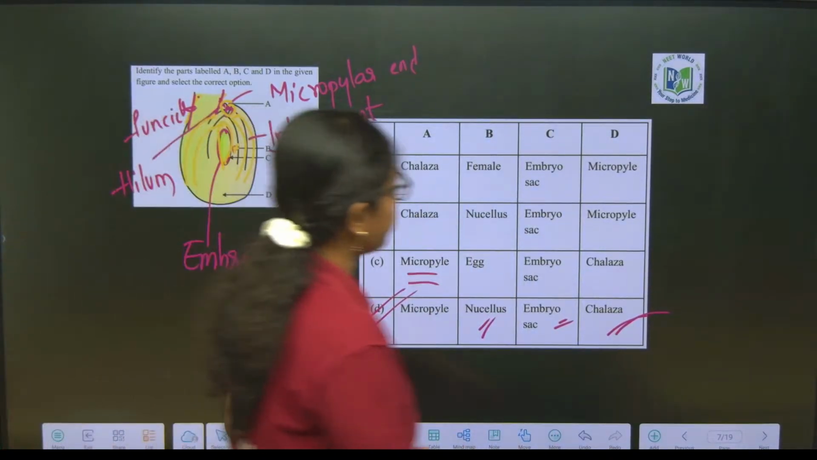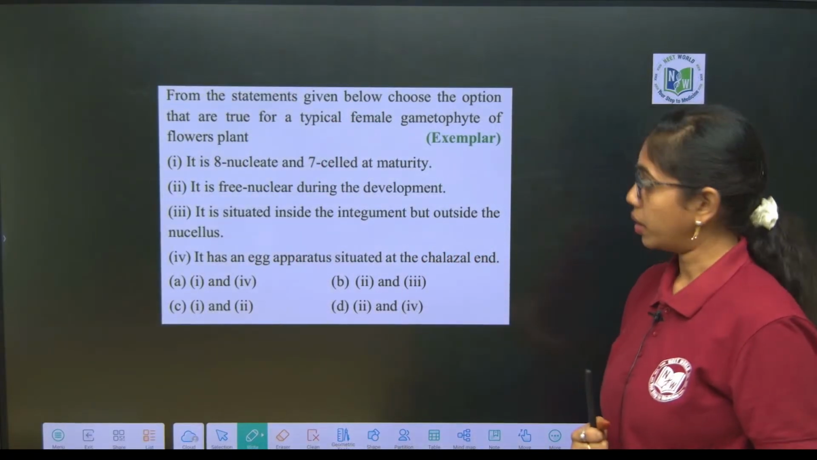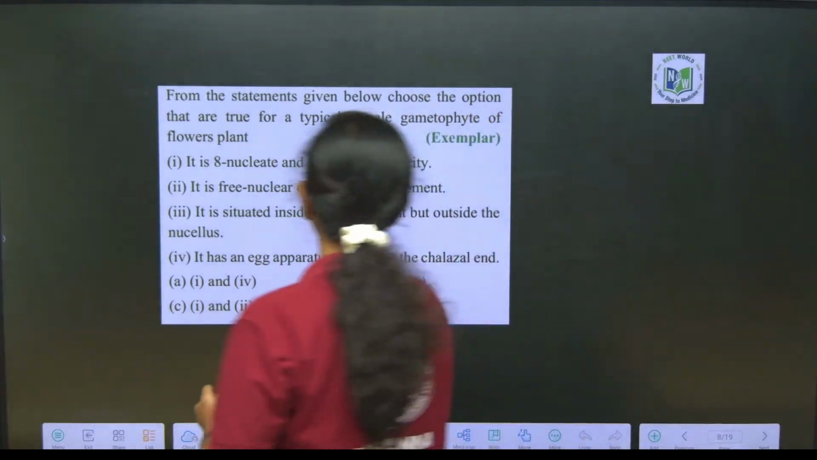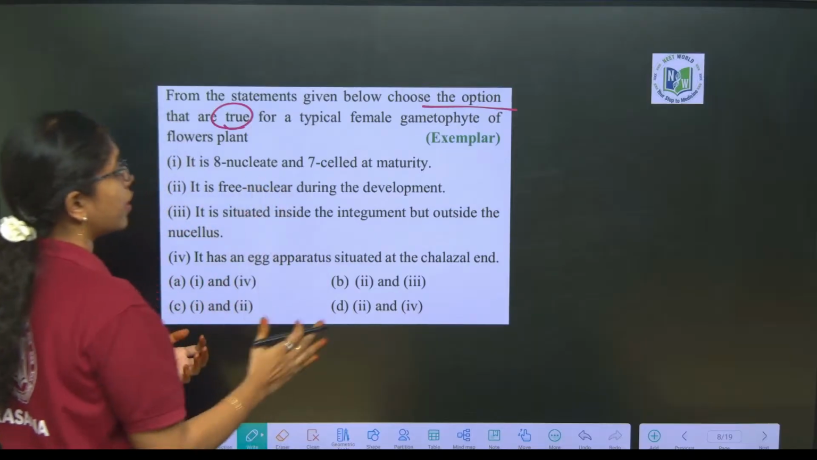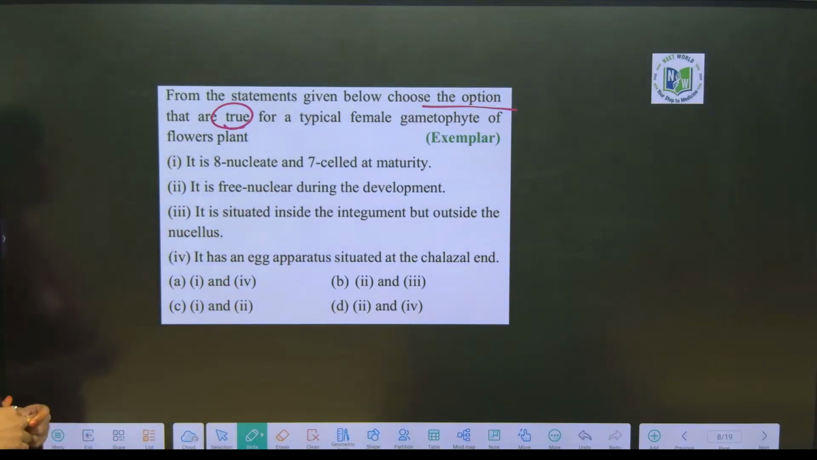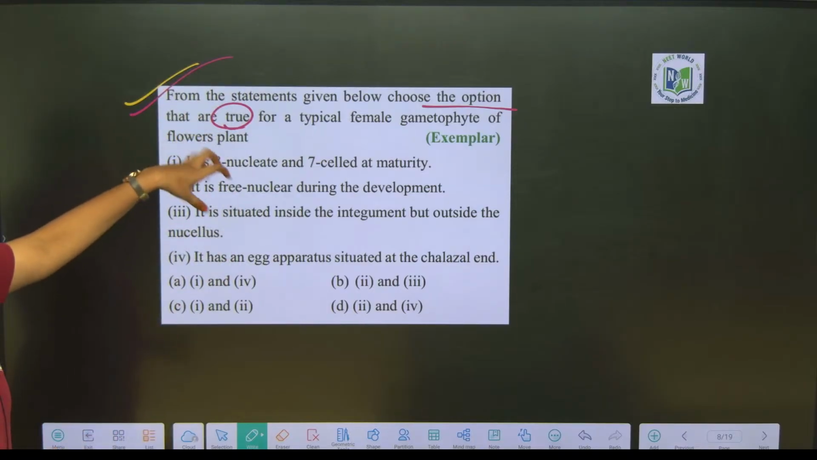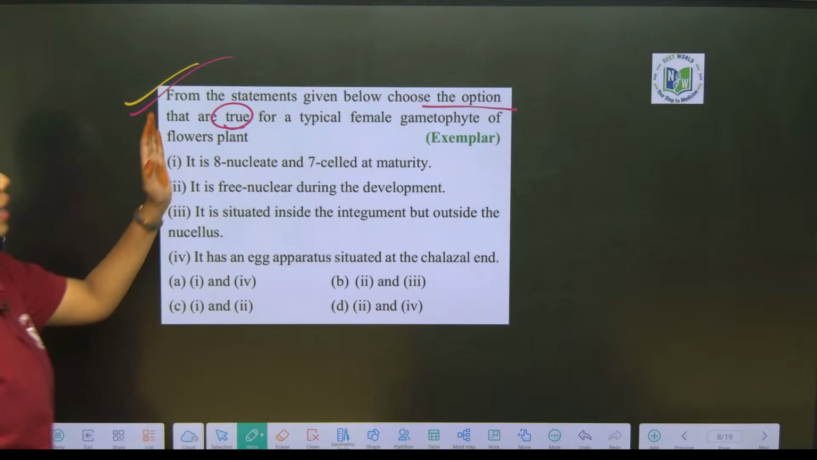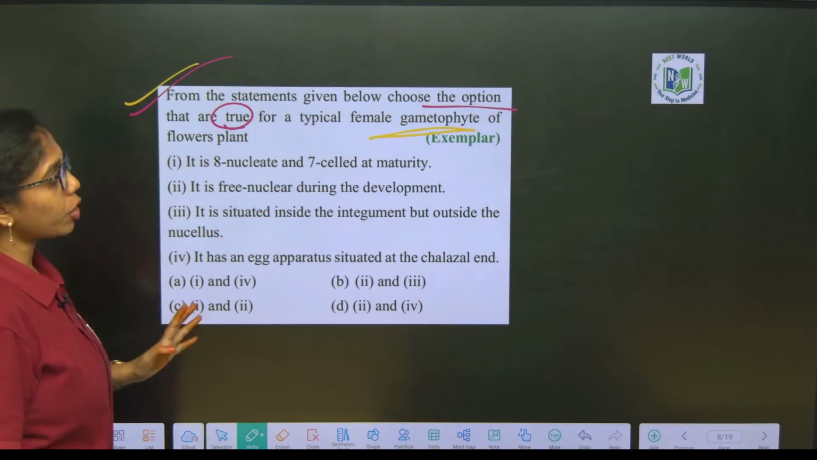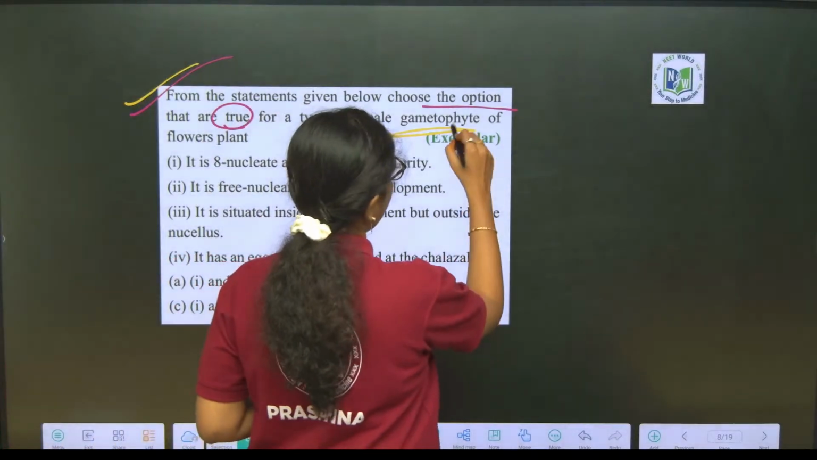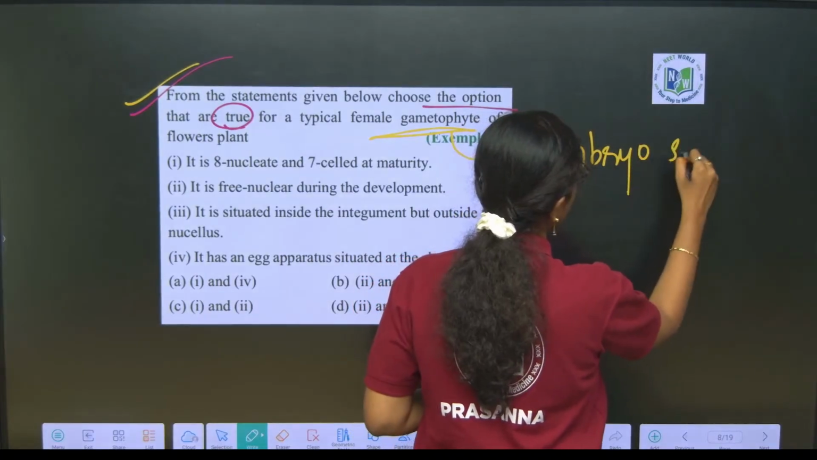Next. Here you look into a statement-based question. From the statements given below, choose the option that is true for a typical female gametophyte of flowering plants. So the female gametophyte is the embryo sac. The embryo sac is the female gametophyte of angiosperms.